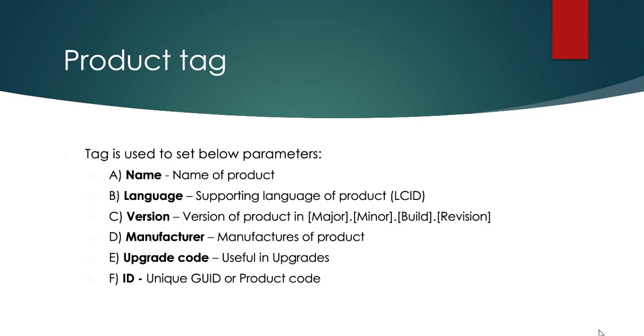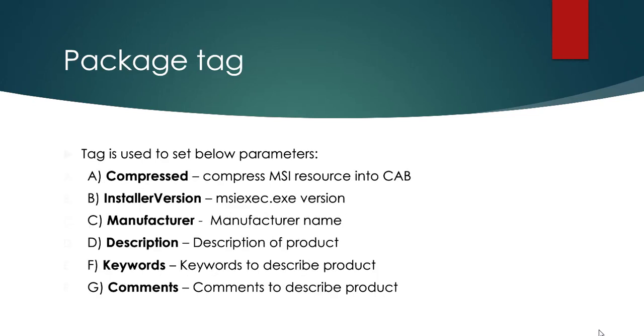Now let's go to the Package tag. These are the properties that need to be discussed before understanding the package. Let's go to the first property, that is Compressed. The Compressed property determines what to do with the resources of this MSI, whether we have to compress it into a cab or not. We can discuss the cab in our later videos.